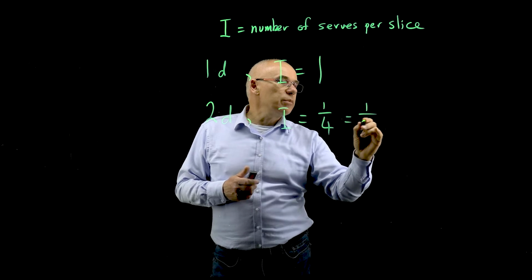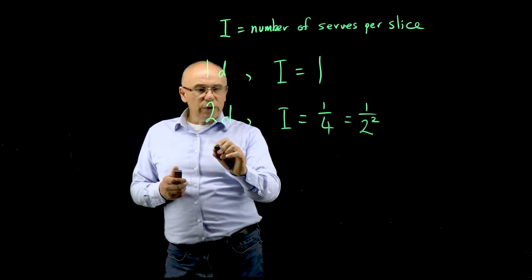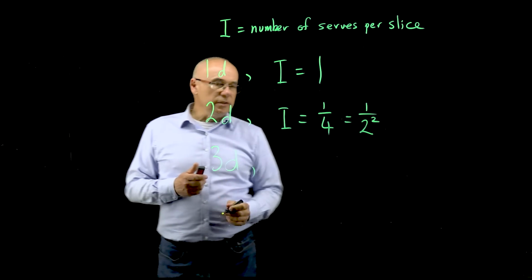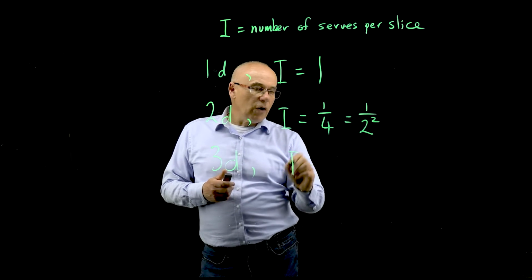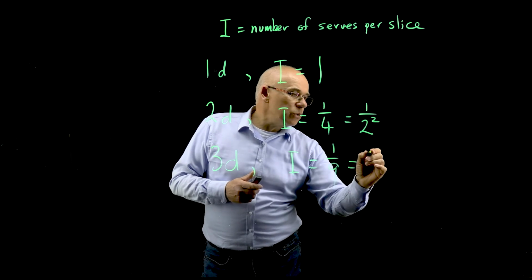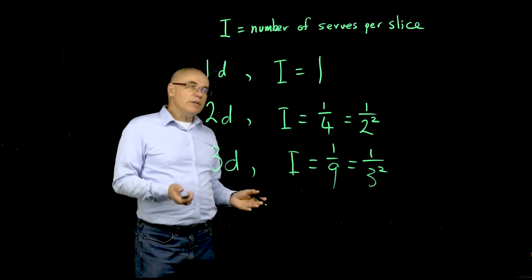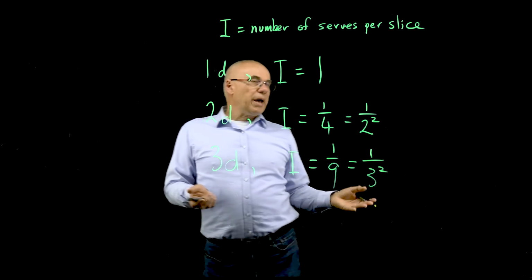1/4 is the same as 1 on 2 squared. If we're looking at 3 times the distance, we're looking at I equals 1/9, which equals 1 on 3 squared. Now, when you're having a look at this, let's have a look at a pattern.